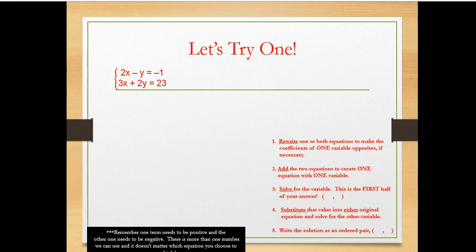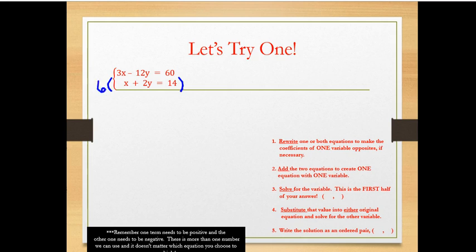Okay, let's look at another example. Again, the first thing you want to do is look for which variable has an opposite sign already. The x's are both positive, so we'll look at the y variables, negative 12y and positive 2y. So they've got opposite signs. If we multiplied the bottom equation by 6, that would give us positive 12y. So that's what we need to do to rewrite our bottom equation. We're going to multiply the bottom equation by 6.